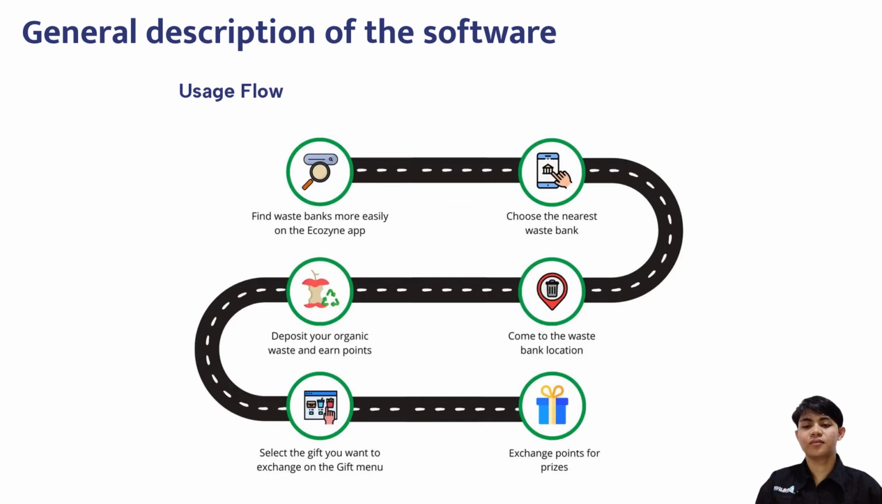Okay, next slide. In the next slide, general application of the software, we see the use flow. Number 1 is find waste bank on the ECOZYNE app, and then choose the nearest waste bank, and then come to the waste bank location, and then deposit your organic waste and earn point, and select the gift you want to exchange on the gift menu, and the last is exchange point for prize.